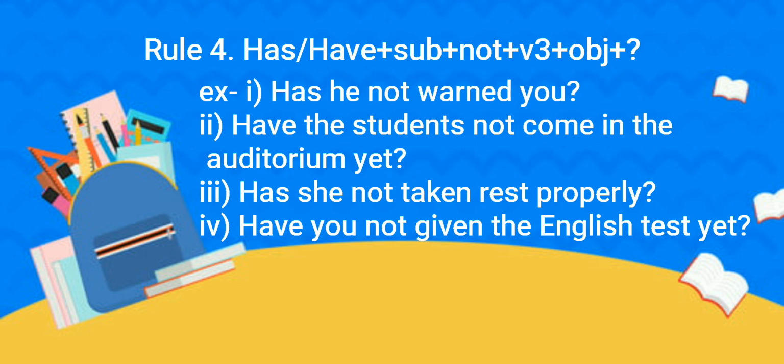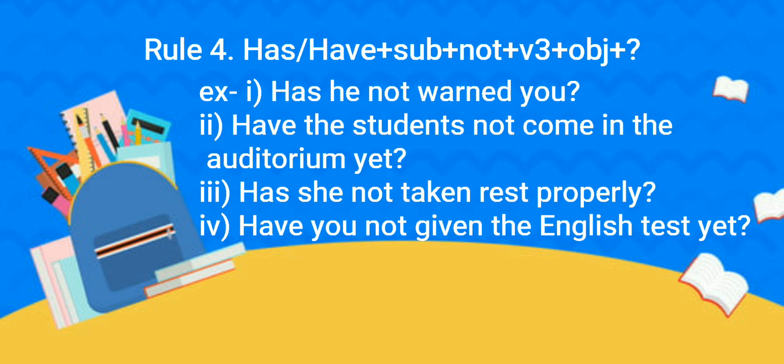So, examples are, has he not warned you? Have the students not come in the auditorium? Has she not taken rest properly? Have you not given the English test yet? You will notice that all these sentences are question sentences. Plus, we have used a negative word, not. That is why we call these types of sentences interrogative negative sentences.